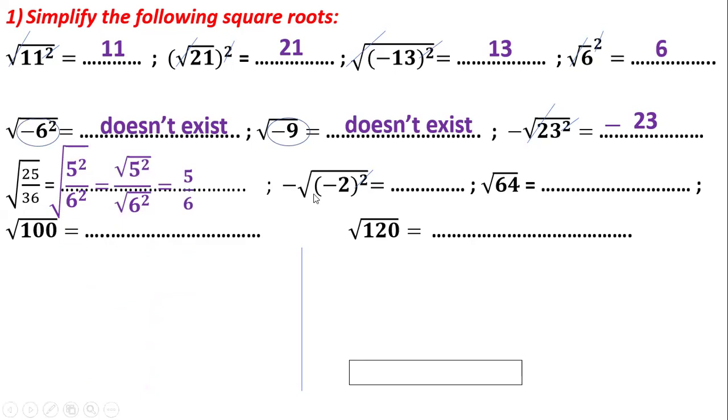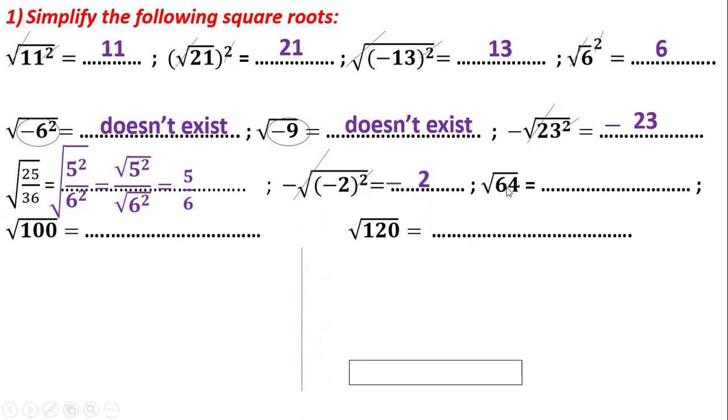Now we continue. We have negative radical negative 2, all of it squared. As I said, a negative base to the exponent 2 becomes positive. The negative here outside stays as negative, and the squared cancels the radical, so our answer is negative 2.